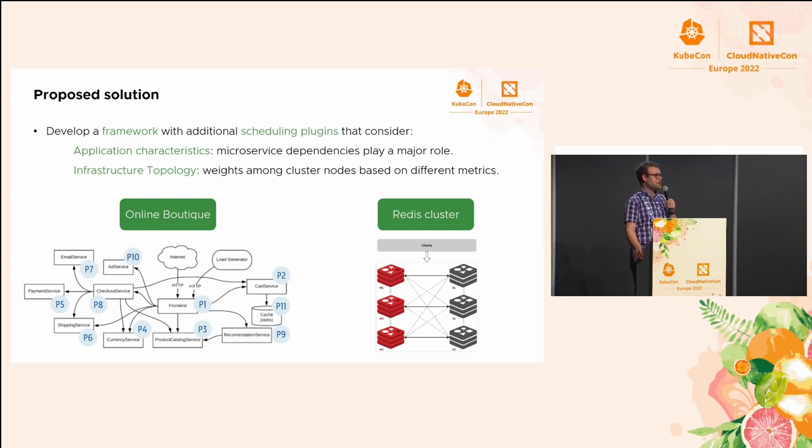The second main aspect is infrastructure topology. So we want to establish network weights among cluster nodes based on different metrics. So as a developer, based on our solution and the knowledge that you have of your infrastructure, you can manually define network weights among the cluster nodes. And this is based on the current topology labels supported in Kubernetes, like zones and regions.